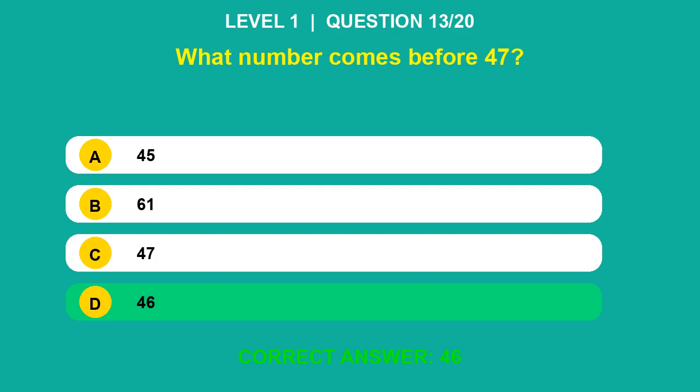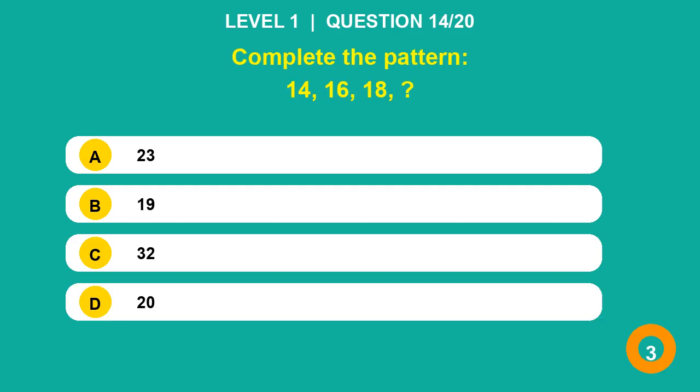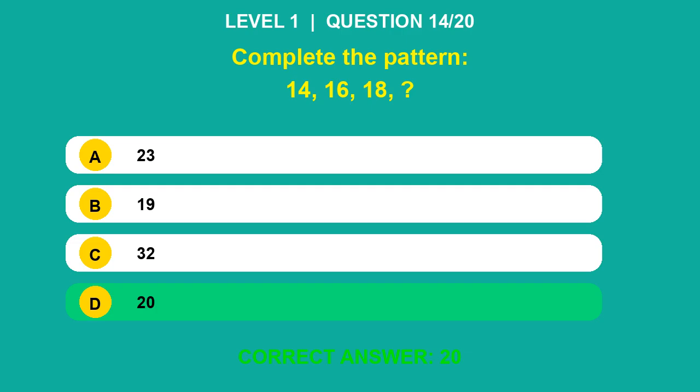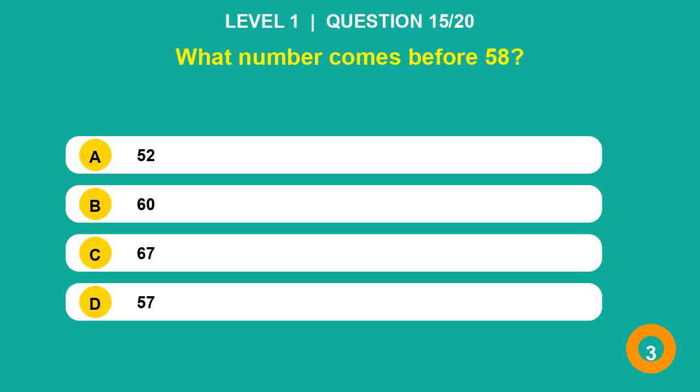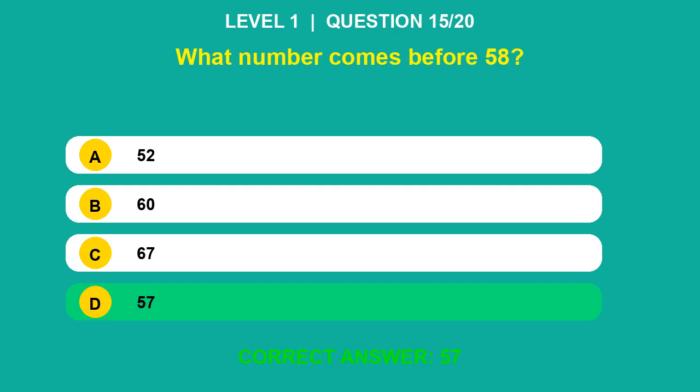Answer is 46. Complete the pattern. 14, 16, 18. Answer is 20. What number comes before 58? Answer is 57.